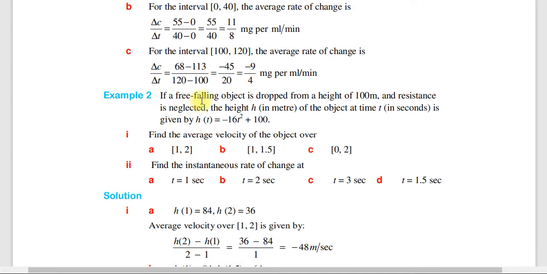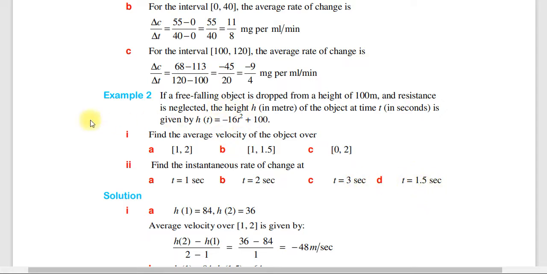Another example: if a free falling object is dropped from a height of 100 meters and resistance is negligible, the height h in meters of the object at time t in seconds is given by h of t equals minus 16 t square plus 100. We have to answer two questions in this example. First, find the average velocity of the object over the intervals 1 to 2, 1 to 1.5. Second, find the instantaneous rate of change at t equals 1 second, t equals 2 seconds, t equals 3 seconds and t equals 1.5 seconds.